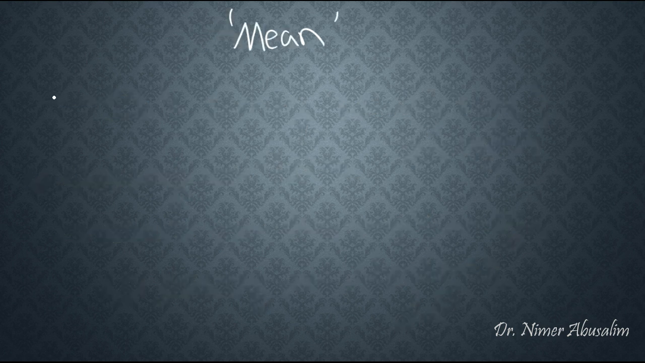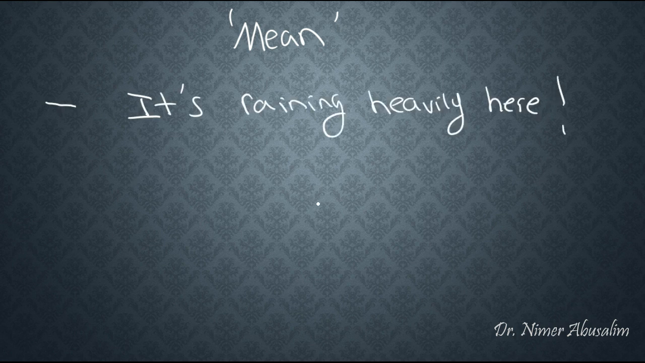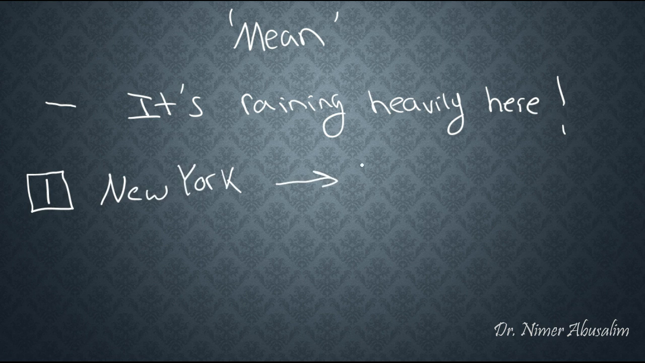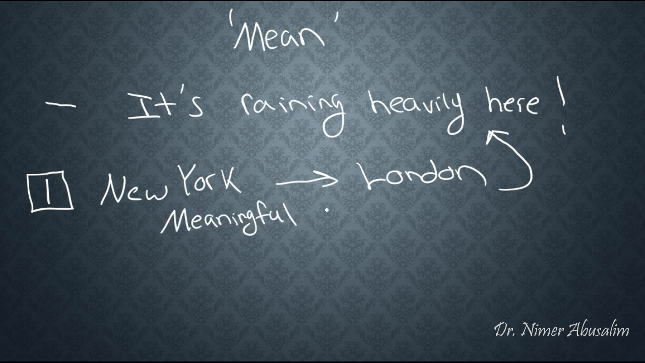But for a sentence to be meaningful is not the whole picture. That's not the whole story. Actually, there's a bit more to it. Going back to our original sentence, it's raining heavily here. Now imagine two scenarios. In the first scenario, you are in New York, you call up your friend who is in London, and you ask your friend how the weather is in London, to which they reply, it's raining heavily here. Now in this case, not only is this sentence meaningful, but also it's informative.